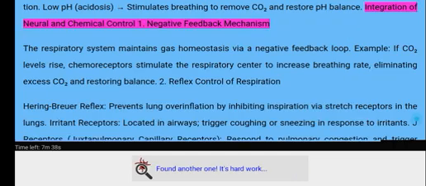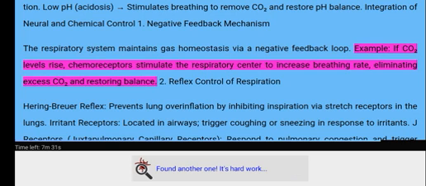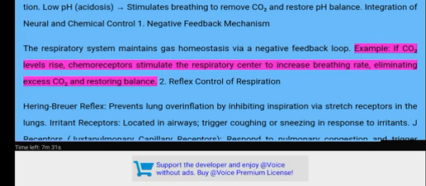Integration of neural and chemical control. 1. Negative feedback mechanism. The respiratory system maintains gas homeostasis via a negative feedback loop. Example, if CO2 levels rise, chemoreceptors stimulate the respiratory center to increase breathing rate, eliminating excess CO2 and restoring balance.